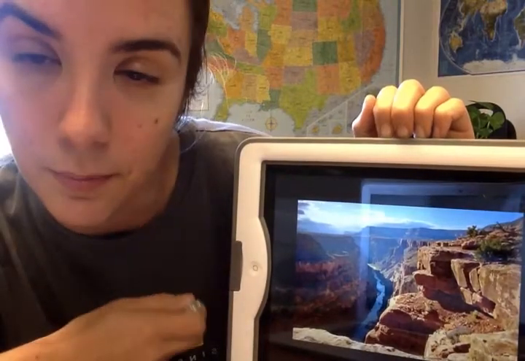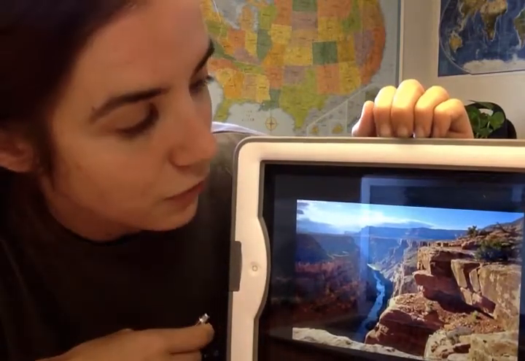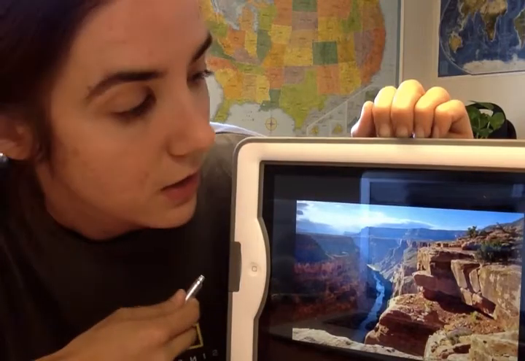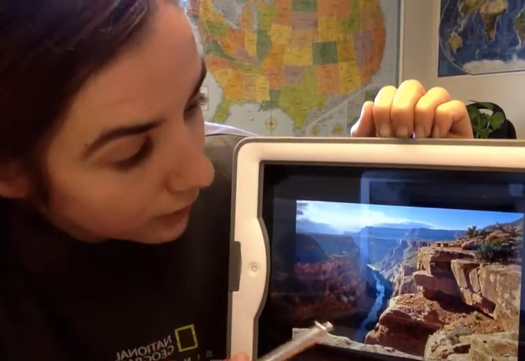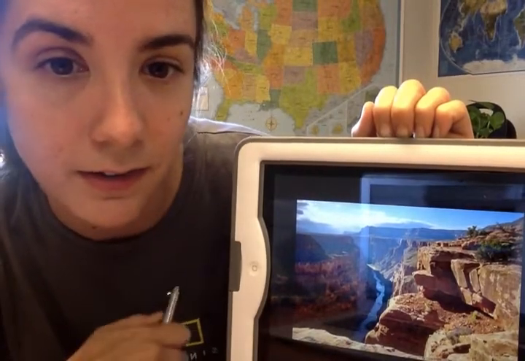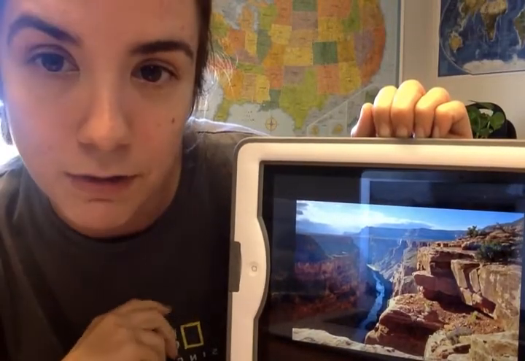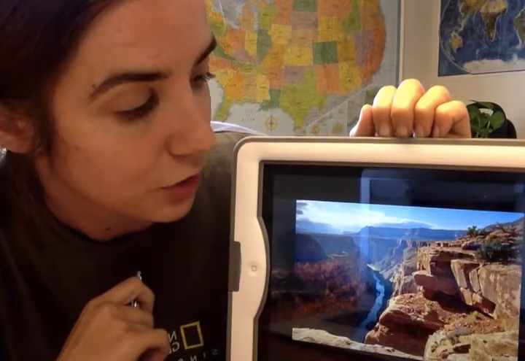Here is a picture of the Grand Canyon. Now you might be saying, Miss Narvaez, this is a picture of a mountain, or this is a picture of a plateau, or look, there's a river down there. This is a picture of a river, and you would be right. But this is also a picture of a canyon.